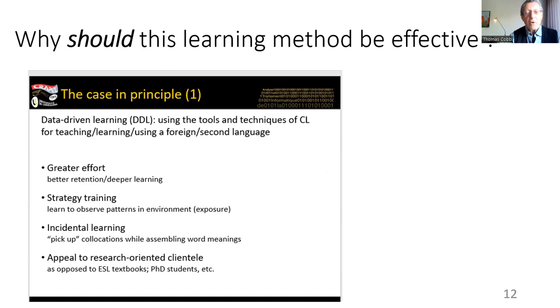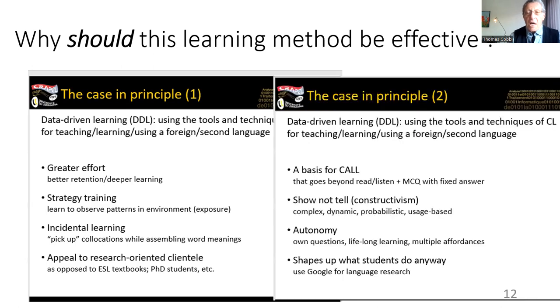Data-driven learning appeals to adult learners. For example, if you give courses to people doing PhDs who need their English topped up, data-driven learning appeals to them more than reading children's stories, for example, which is their actual level of English. It can be a basis for computer-assisted language learning. Right now, the basis for this is basically read something and then do multiple choice questions.